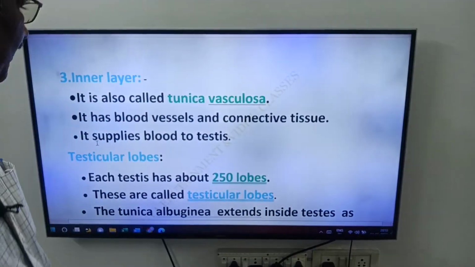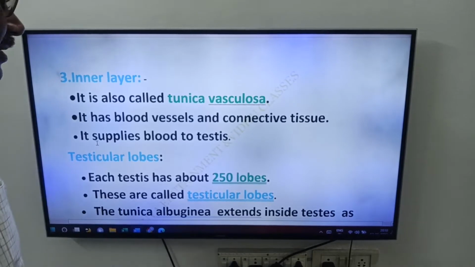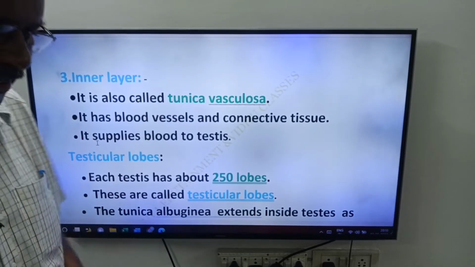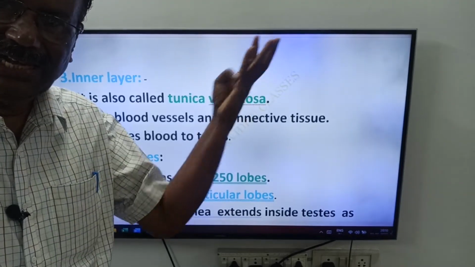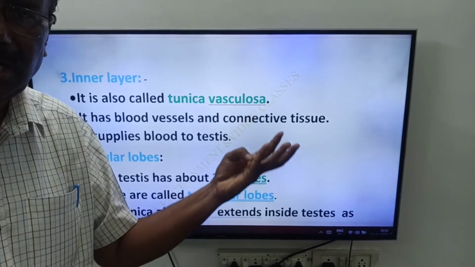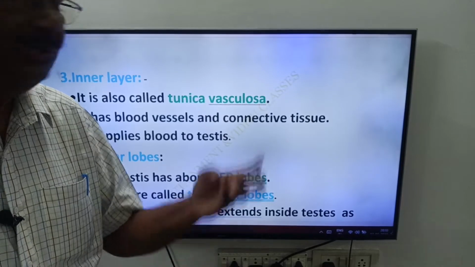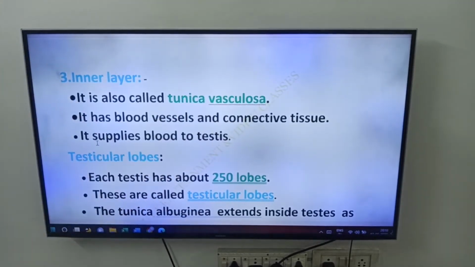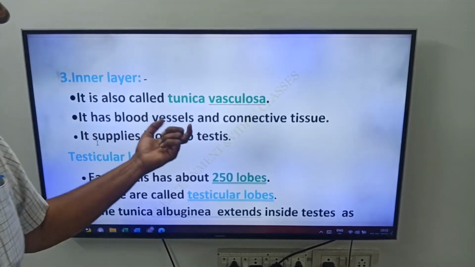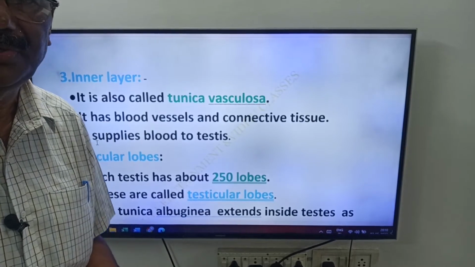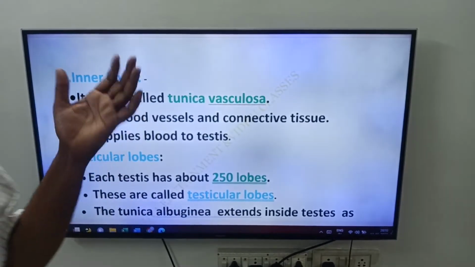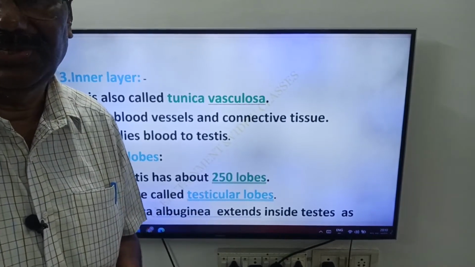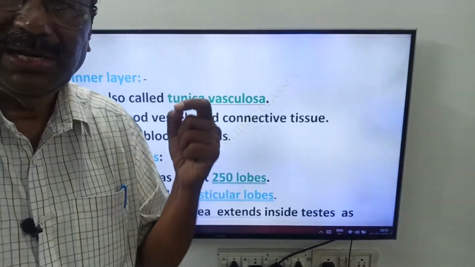Now the inner layer, friends. The inner layer is also called tunica vasculosa. Tunica vaginalis is the outer layer, tunica albuginea the middle layer, and tunica vasculosa the inner layer. It has blood vessels and connective tissue, and it supplies blood to the testis.